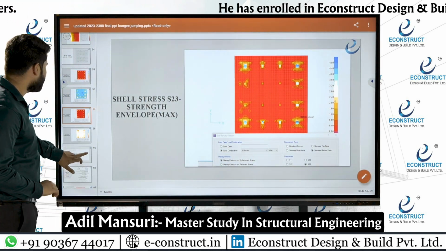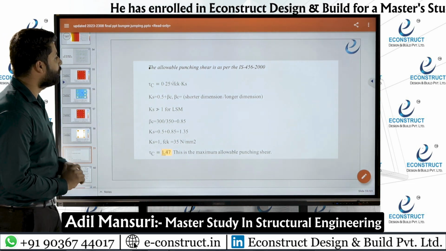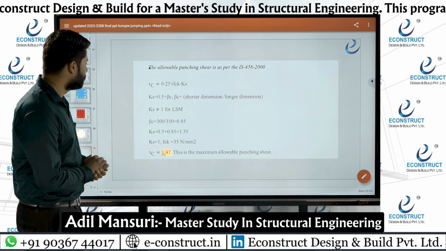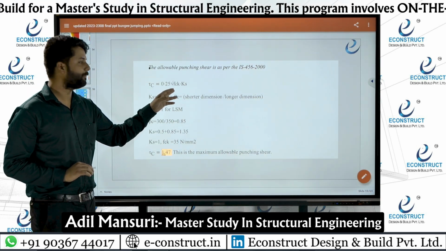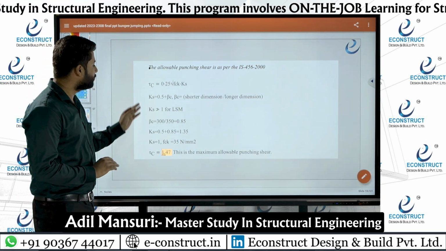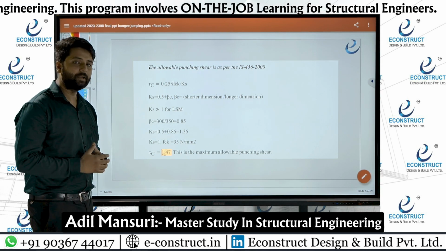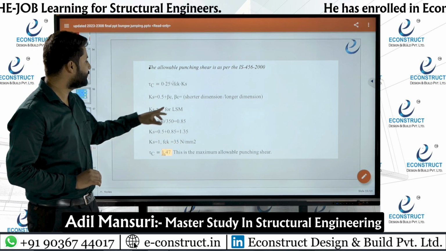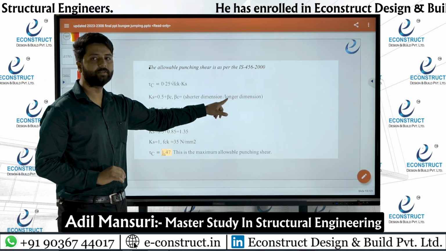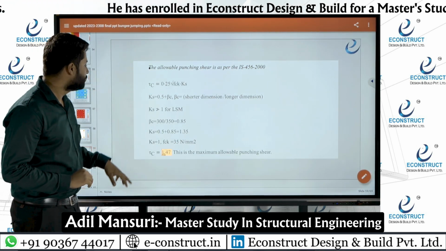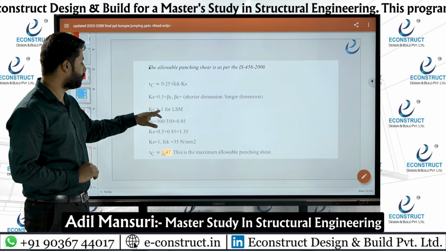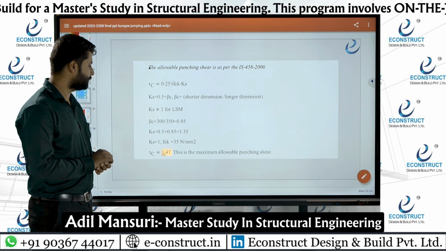Talking about my allowable calculations, the allowable punching shear as per IS 456 is tau c equals 0.05 root fck into ks. Here ks is 0.5 plus beta c, where beta c is the shorter dimension by longer dimension of the column. In any case, ks cannot be more than 1 for the limit state method.